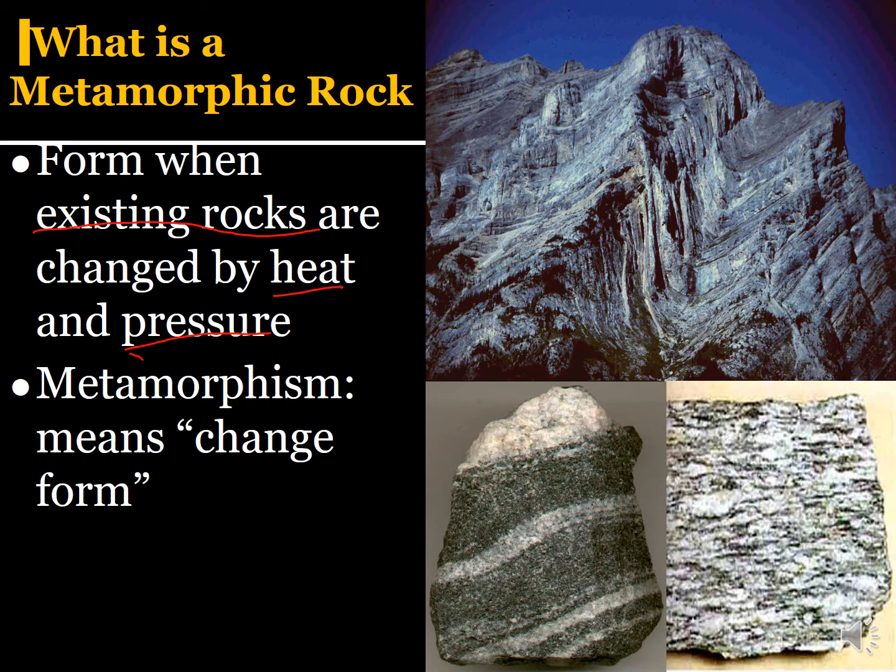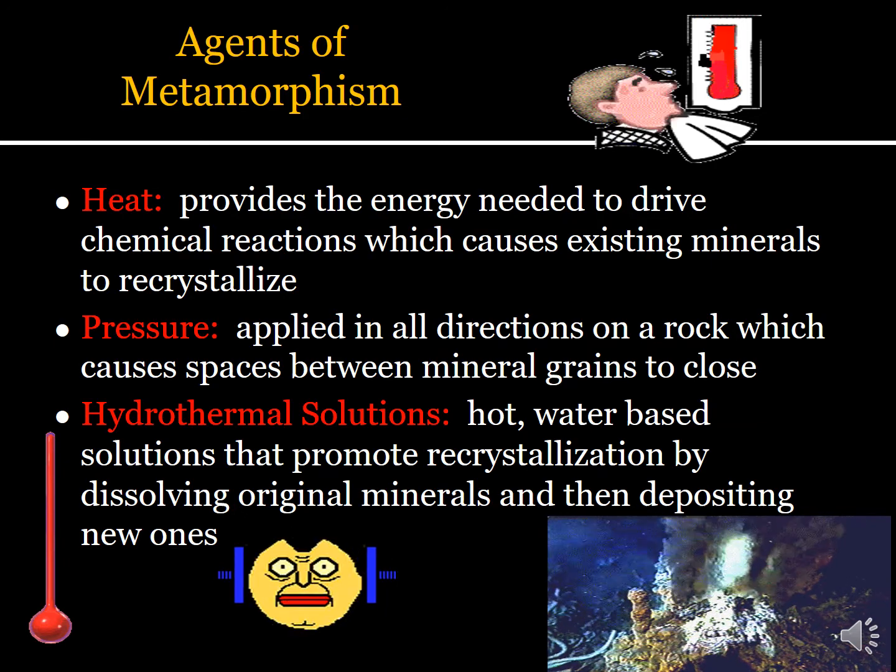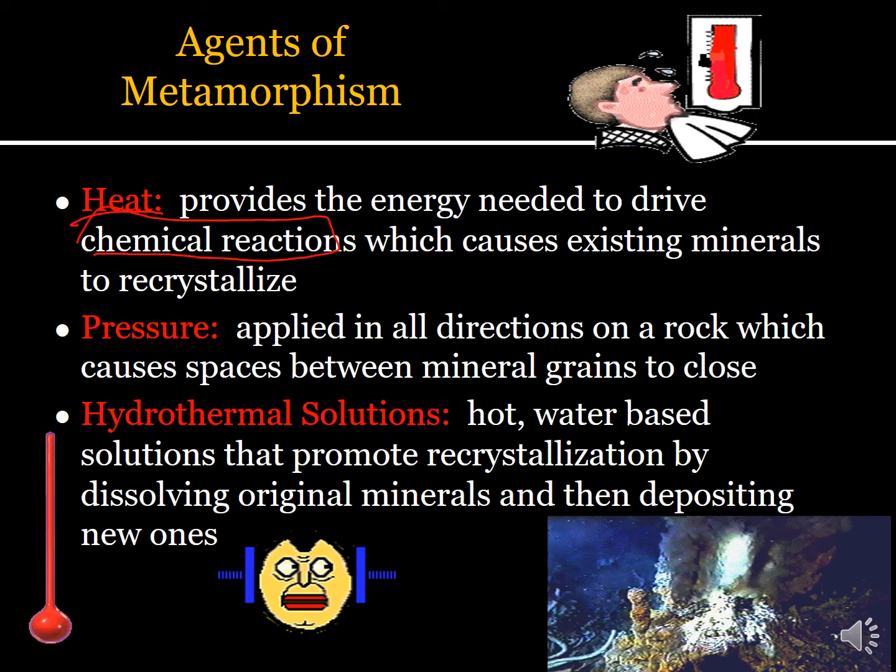So remember, metamorphism is like change, and then morph is like your form. So changing your form. Well, what are the agents that pretty much make the metamorphism? Heat. Heat provides energy that can change chemical reactions, which causes existing minerals to recrystallize.